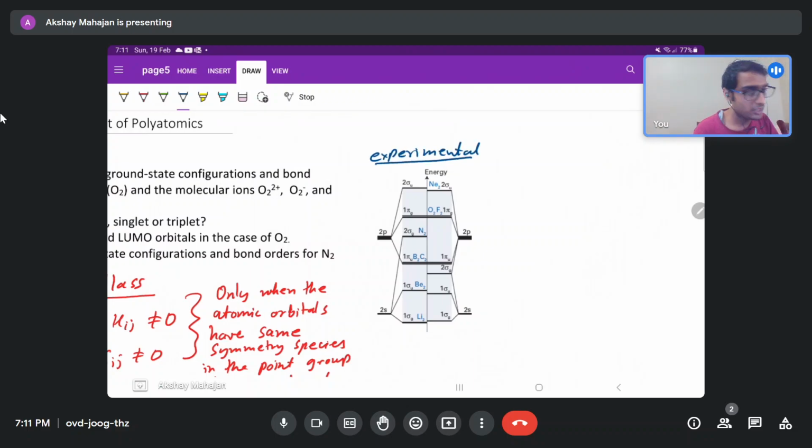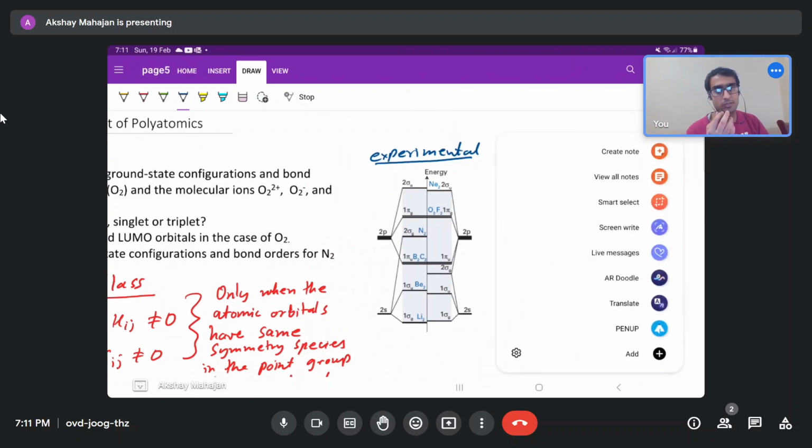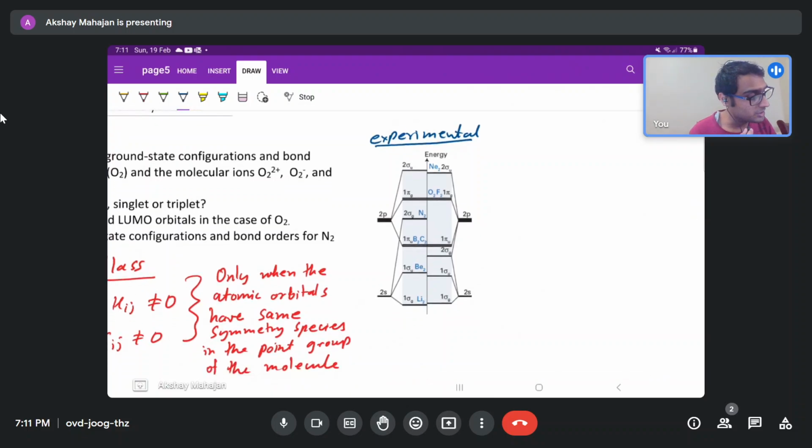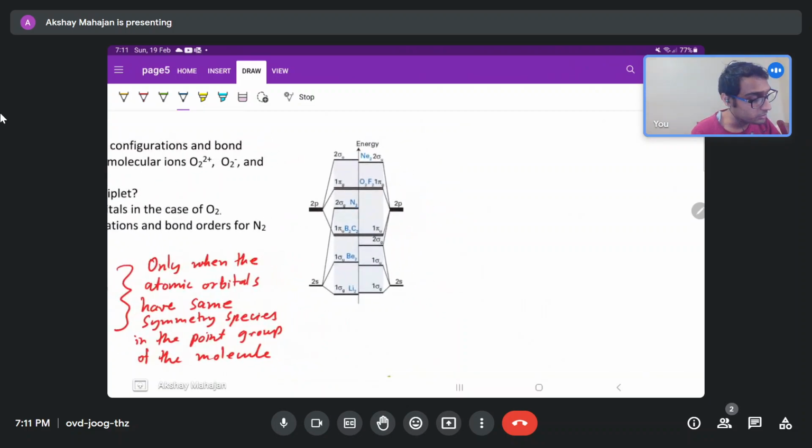So from experiments, or you can say from calculations as well, these are the data that we have for lithium to nitrogen, and then from oxygen to fluorine and neon. So basically, as you can see, these sigma orbitals are less similar.